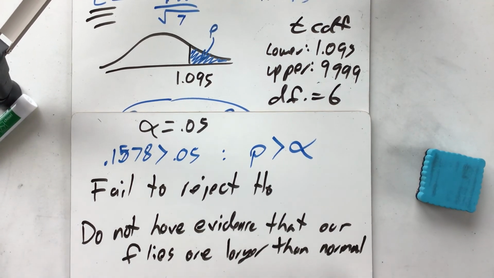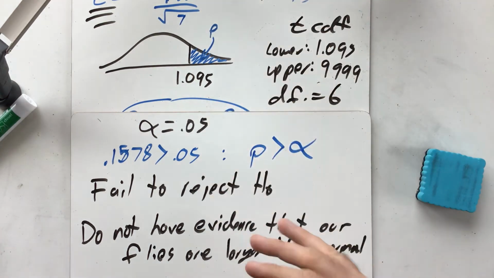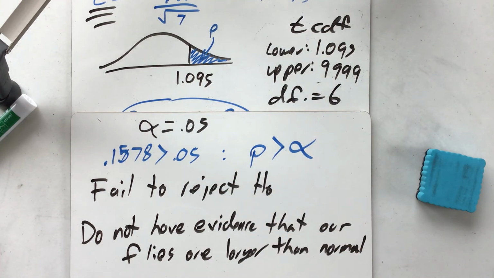Now, when it comes to research, you could gather more flies. So maybe if we'd gathered 50 flies instead of 7, we would have gotten a different result, and maybe then we might be able to draw a conclusion. But at this point, with these 7 flies, we can't conclude our flies are any different than normal. All right, now it's time to try exercise 9.6, and I'll see you there.